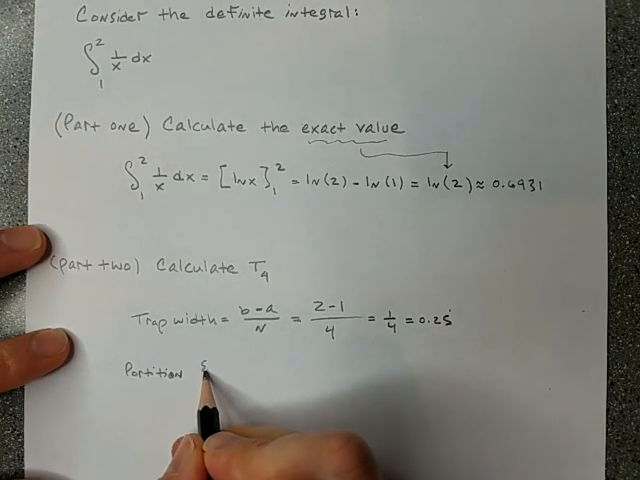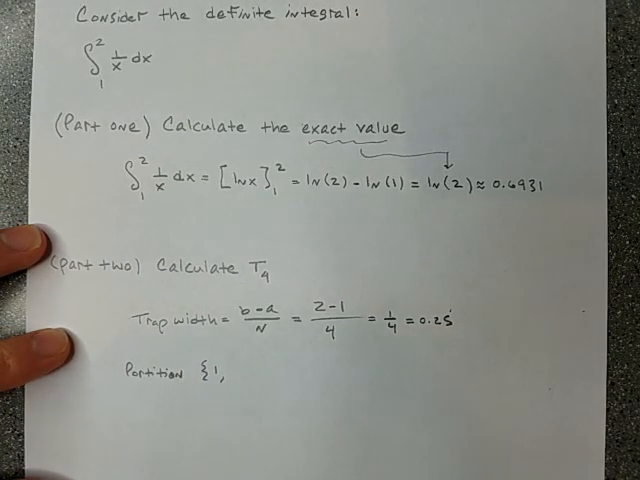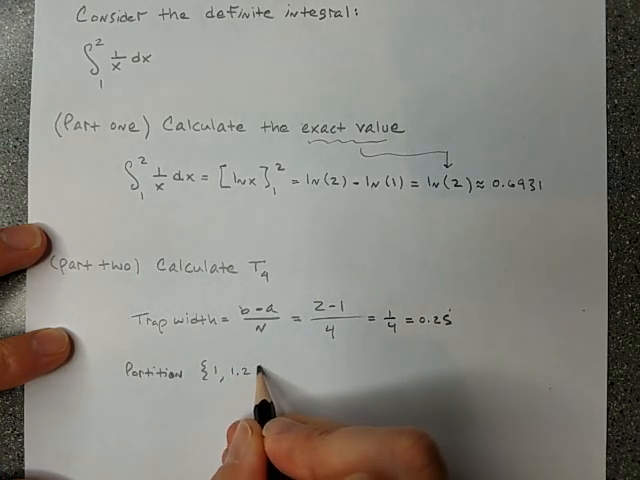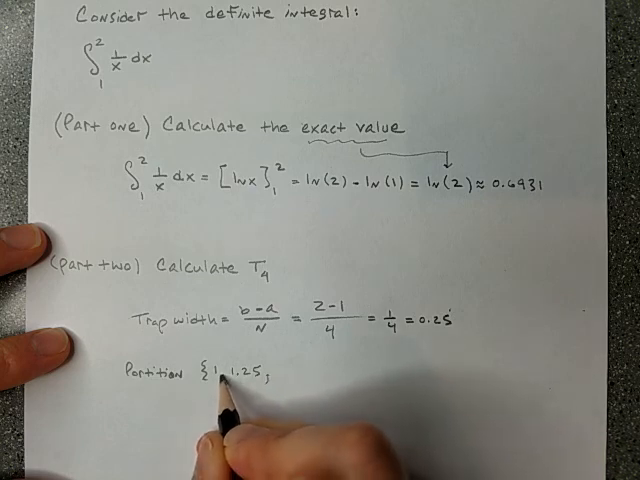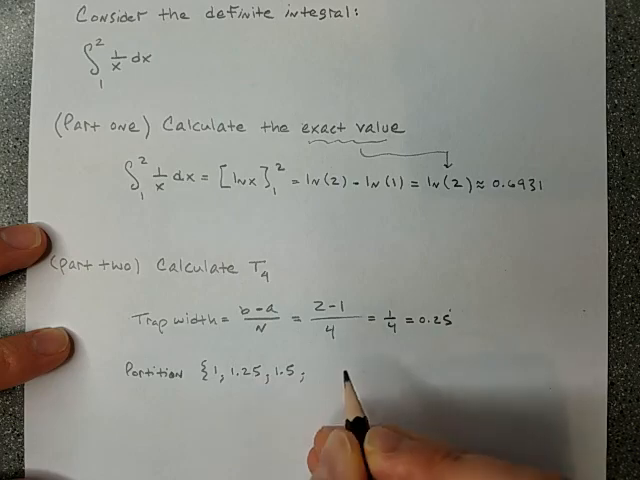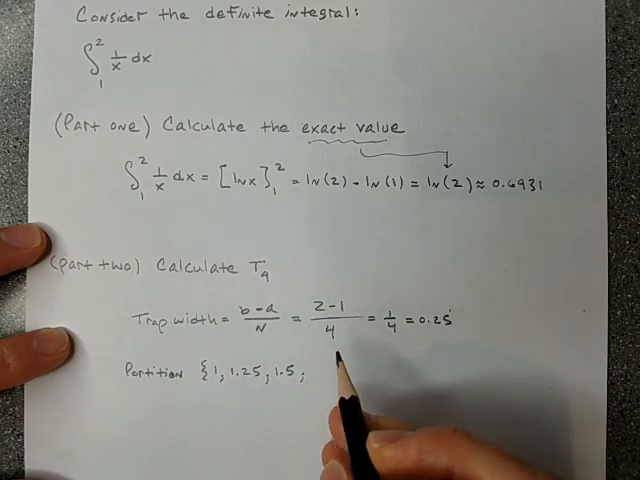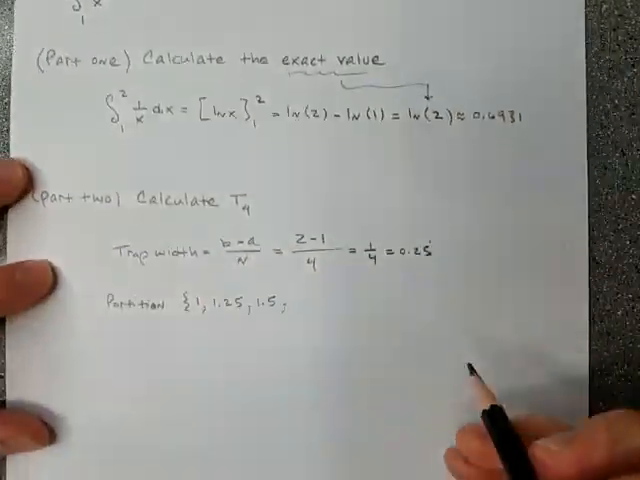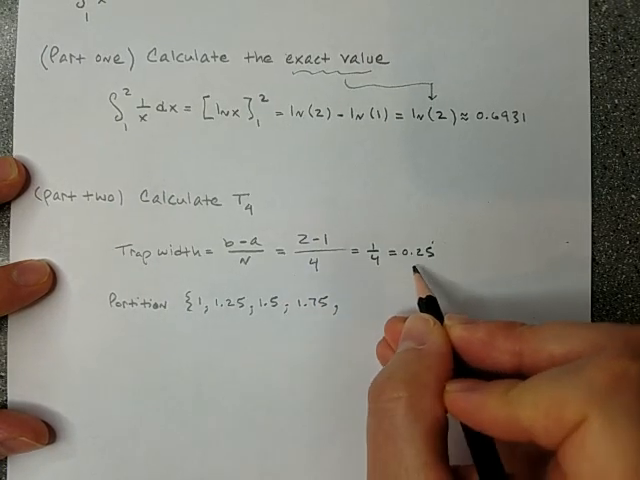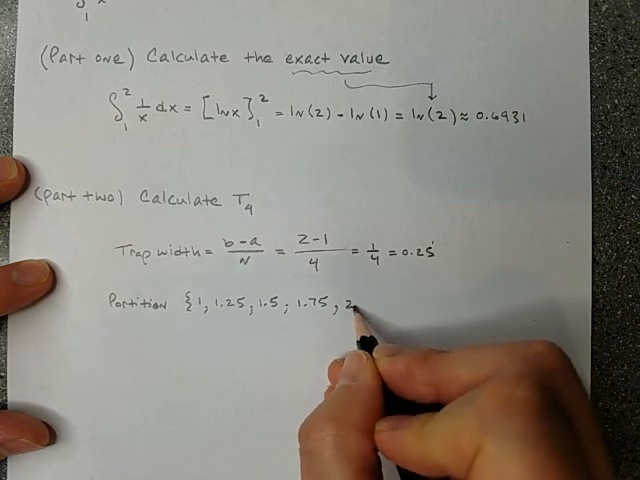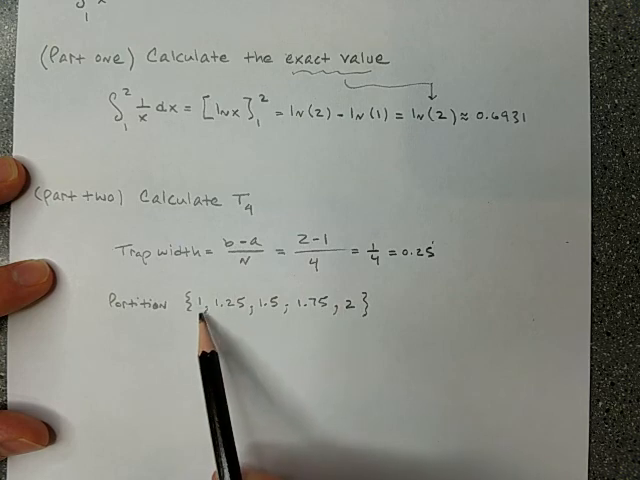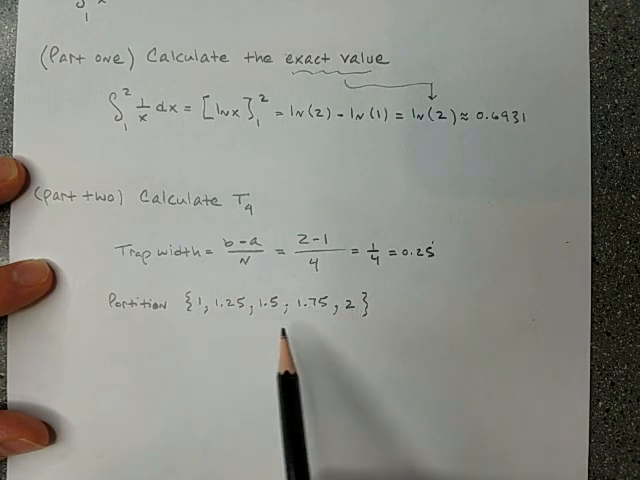So the partition is like so. Start with 1. Next number, 1.25. We'll keep counting by this much. 1.5. Keep counting until you get to 2. 1.75. Not quite there yet. Keep counting. 2. And then there are 4 trapezoids. There should be 5 elements in my partition, and there is.